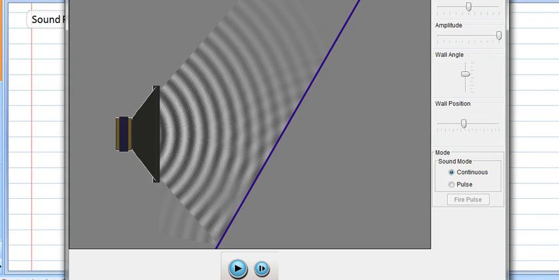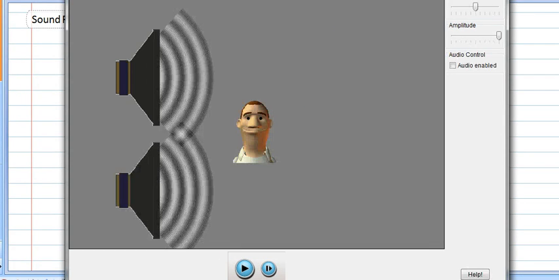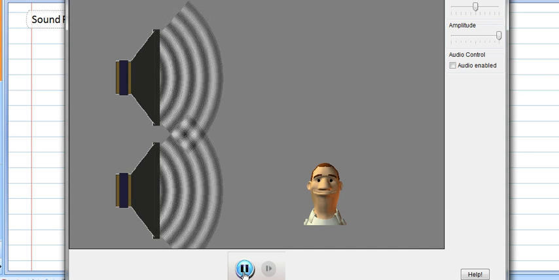We can also look at interference, and interference is when waves from two sources arrive in the same place at the same time. So this guy is just trying to experience the sound waves, but I think what's more interesting is the pattern that these make. So I'll let this play.